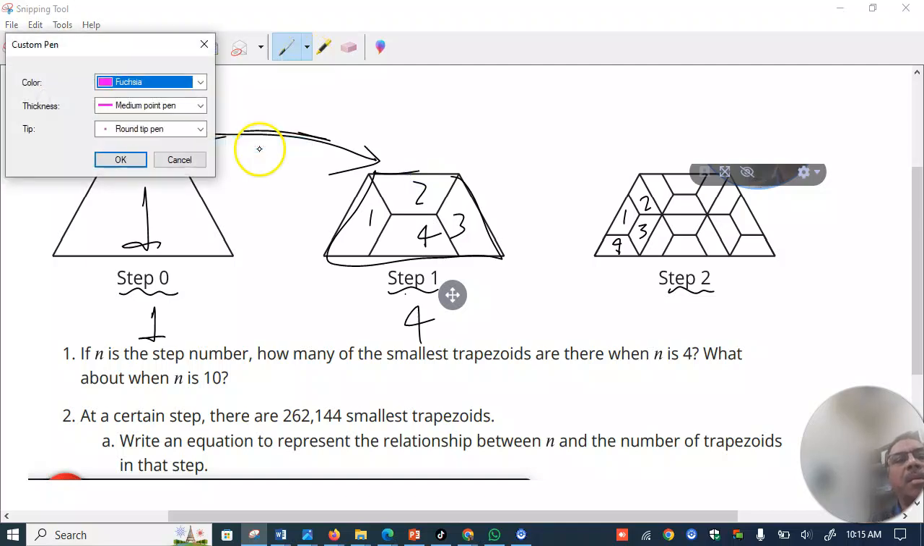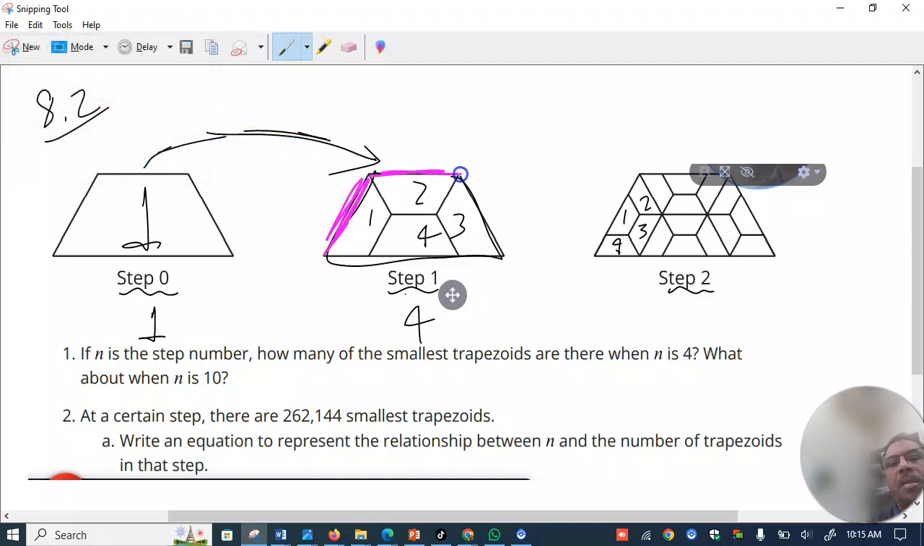So if I use a pink color, this trapezoid is maybe this one. Let's put it this one. So each of these trapezoids breaks into 4, right?